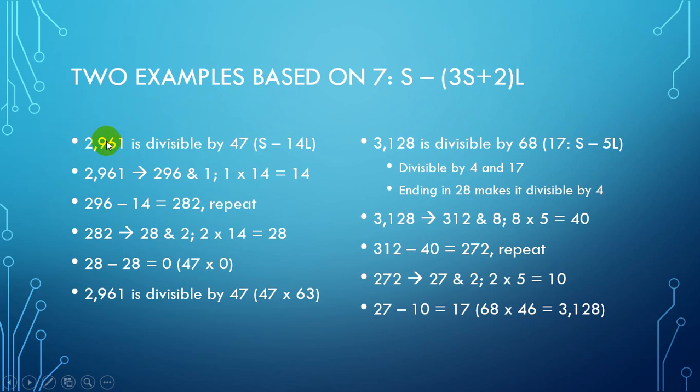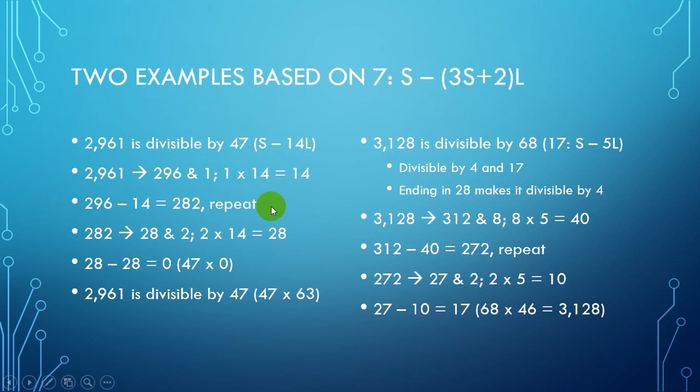2,961 is divisible by 47. Let's prove that. And s minus 14l, where does that come from? Well, the stem is 47, so plug that in here. And that's where your 14 comes from, because 3 times 4 is 12, plus 2 is 14. So that's where you get s minus 14l. So now let's break that up. 2,961, you break into 296 and 1, and then you multiply that 1 by 14, and you're subtracting again, just like you did with the 1. So you're subtracting 14 from 296, which gives you 282.